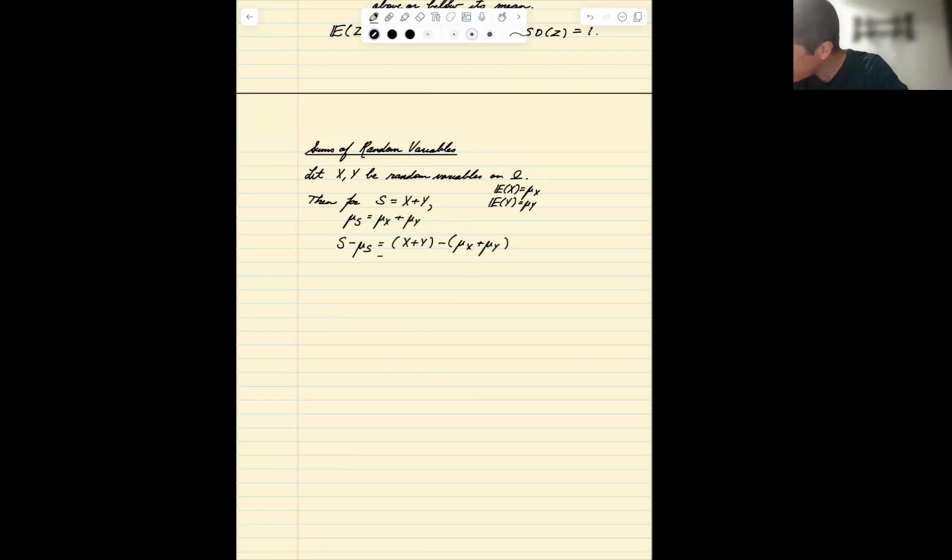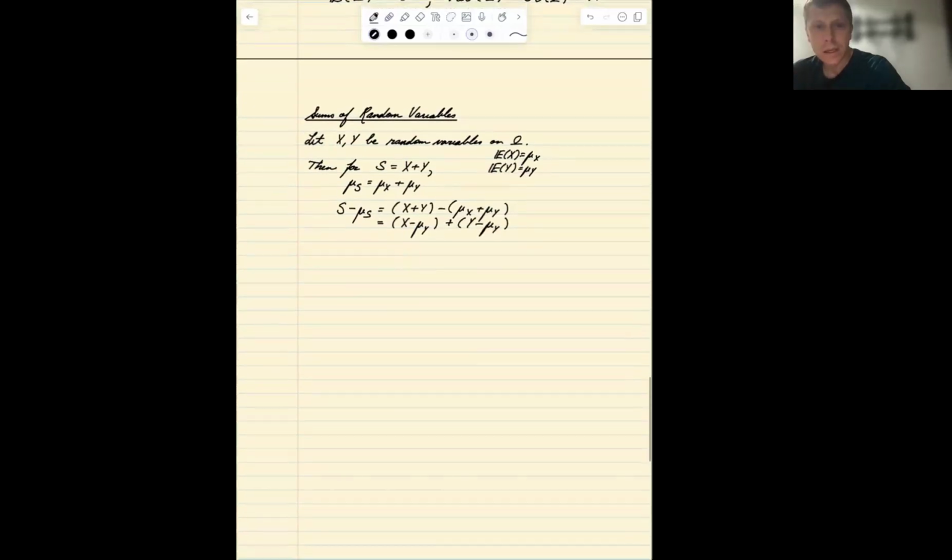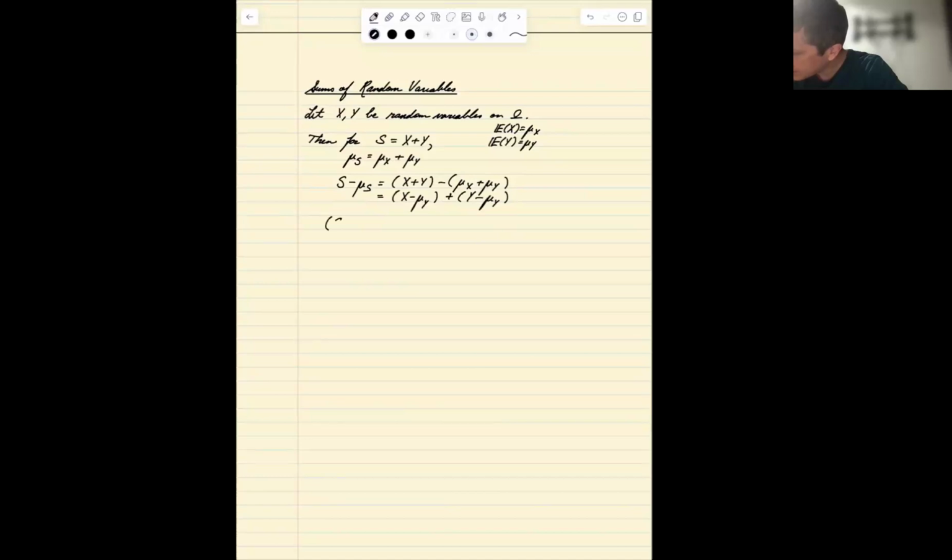So we can rearrange. We get X minus mu X plus Y minus mu Y. And if we square this, we get X minus mu X squared plus 2 times X minus mu X times Y minus mu Y plus Y minus mu Y squared.